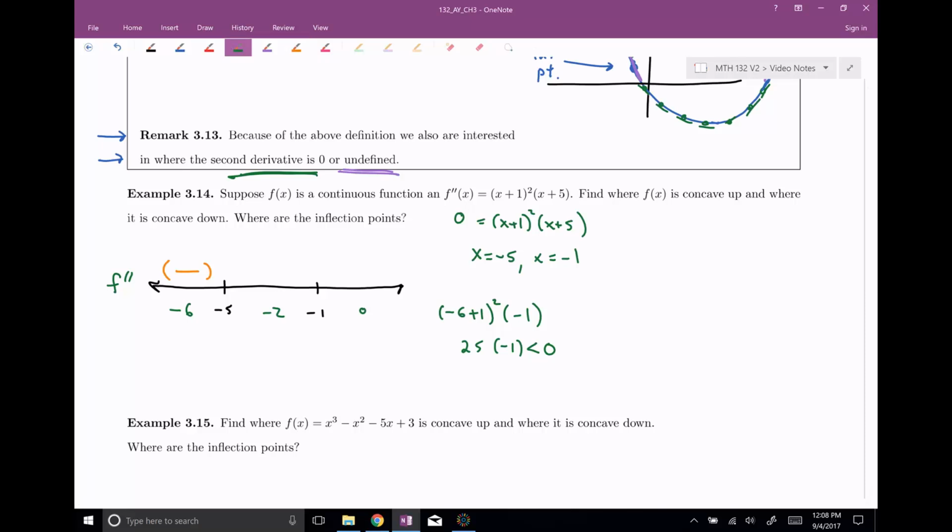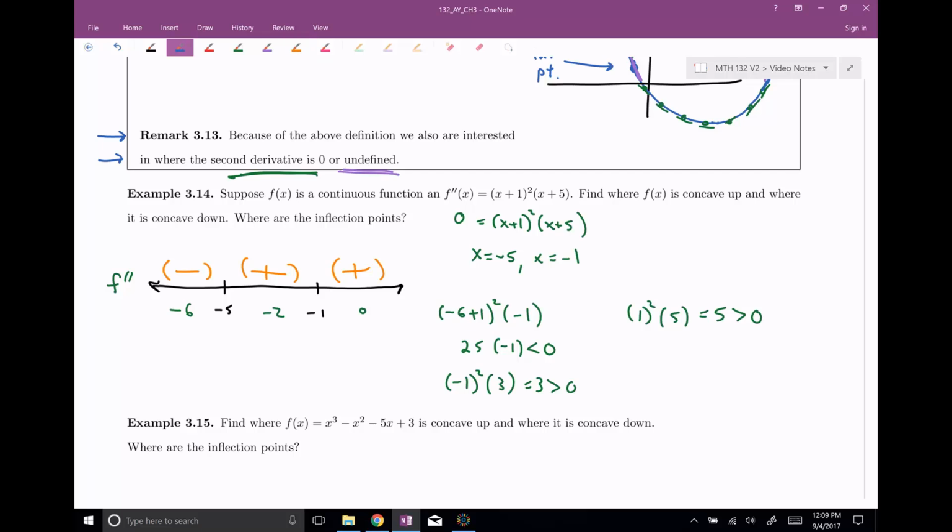How about if I plug in -2? So -2 plus 1 is -1 squared, and then -2 plus 5 is 3. So I'm going to have 1 times 3, that'll be 3, which is greater than 0. So when I plugged in -2, I got a positive number. And then finally, if I plug in 0, so 0 plus 1 squared is 1 squared, and then times 5. That's going to be 5, which is certainly greater than 0. So positive. These things don't always alternate, so this is true here.